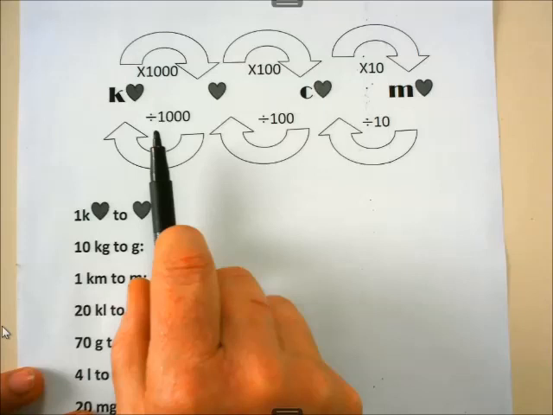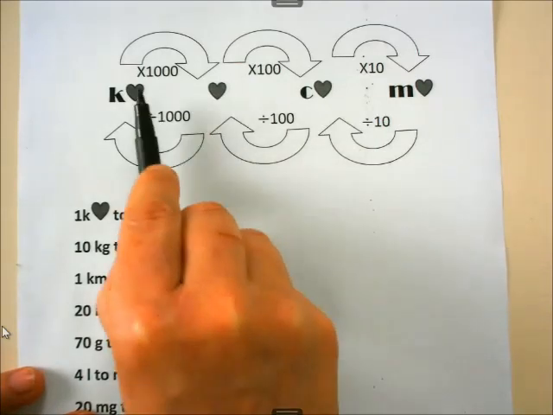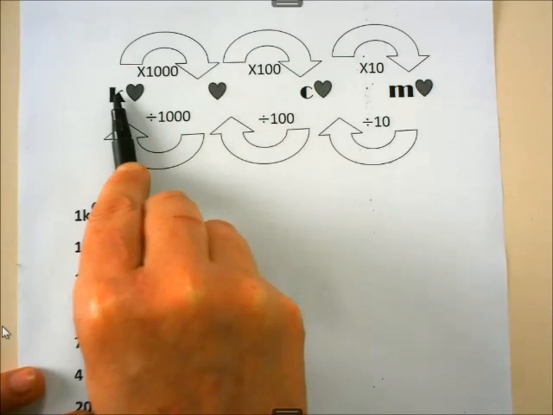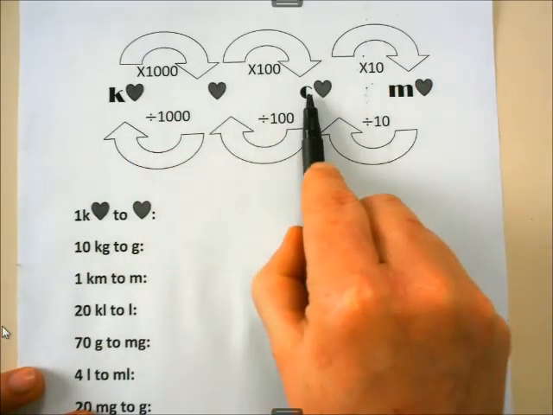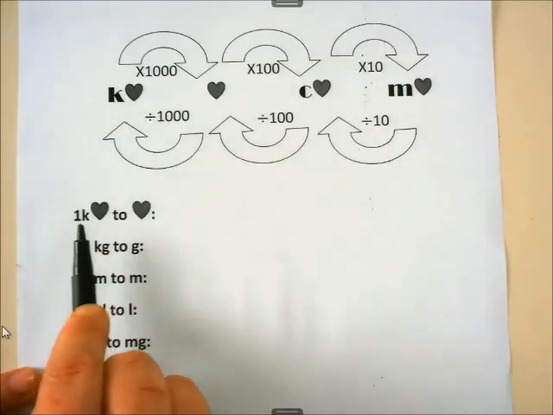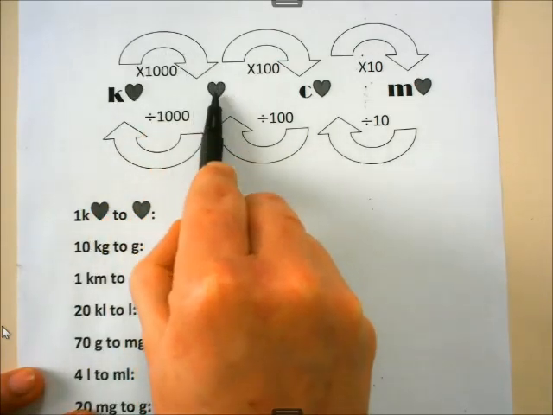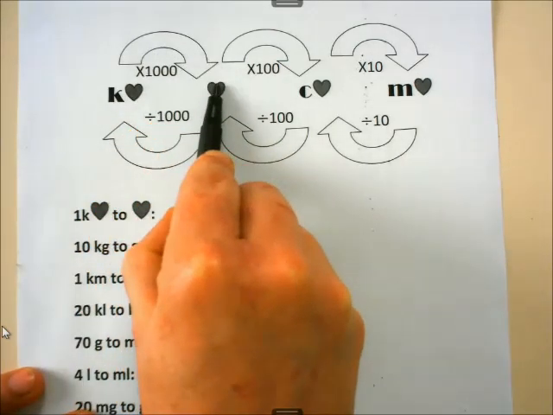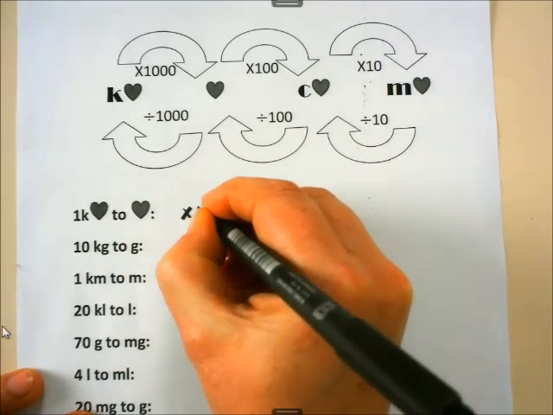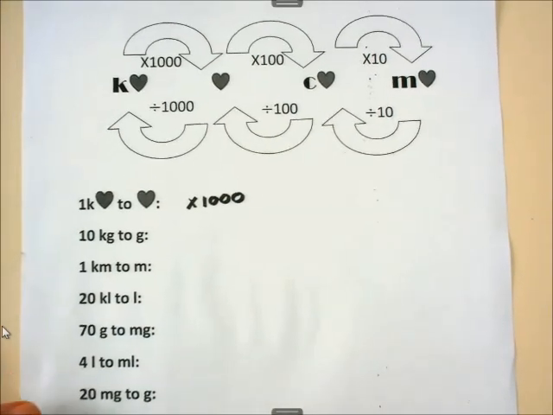Let us see what we are going to do if we move from one of the units to the other. The base in this case is the hertz. Remember, I've got my kilohertz, my hertz, my centihertz, and my millihertz. If I move from the kilohertz to the hertz, I move in that direction. So what must I do? I must multiply by 1,000.